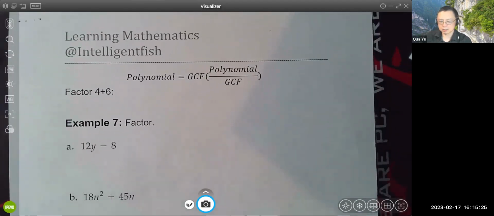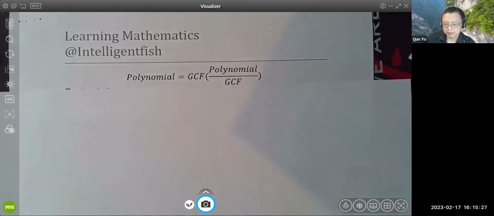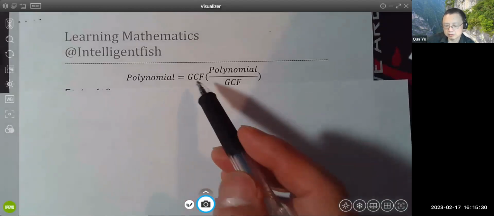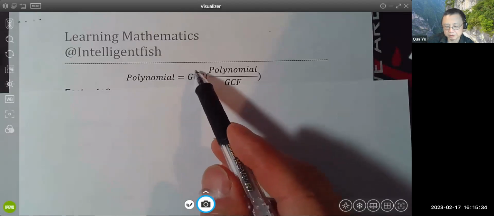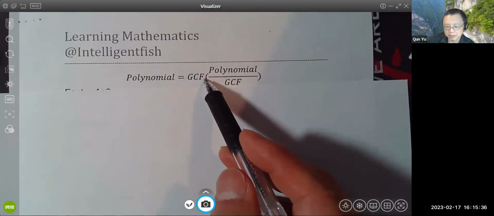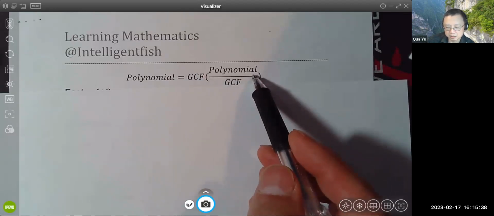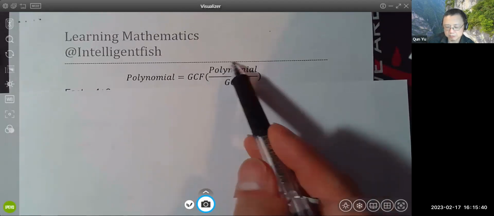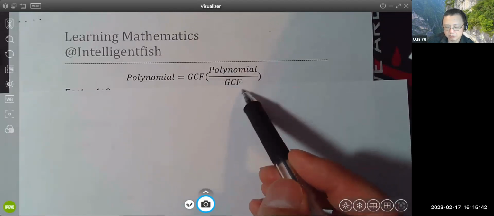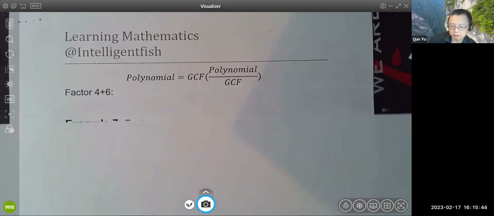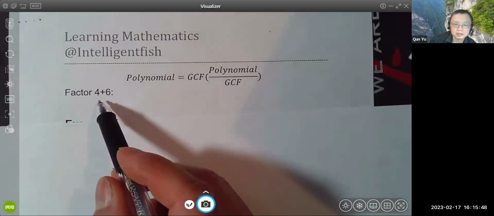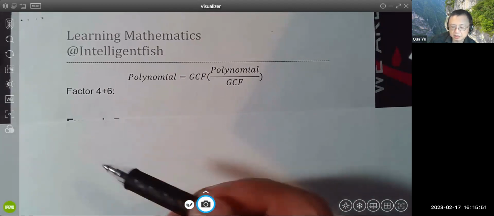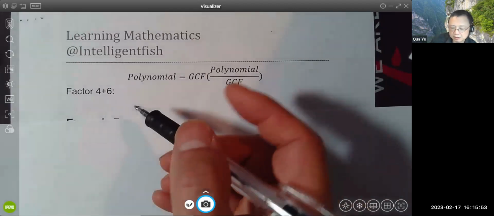Yeah, this is the structure. When you factor a polynomial, first you figure out the greatest common factor of that polynomial, and then multiply by a fraction. In this fraction, you use polynomial divided by your greatest common factor. So let's demonstrate this process using a very simple expression here to get the concept.